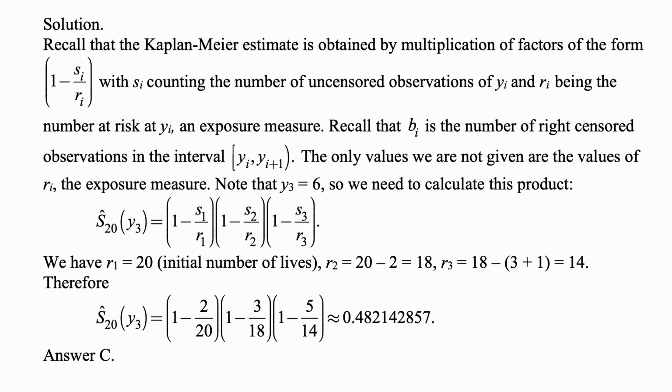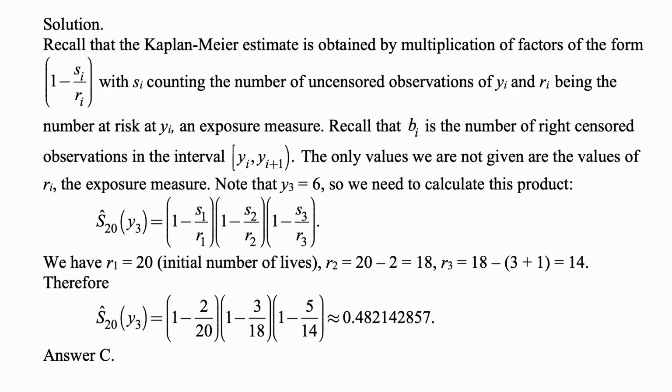Recall that the Kaplan-Meier estimate is obtained by multiplication of factors of the form 1 minus Si over Ri, with Si counting the number of uncensored observations of Yi, and Ri being the number at risk at Yi, an exposure measure. The censored data are in Bi. The only values we are not given are the values of Ri, the exposure measure. Everything else is given in the table that is in the problem.